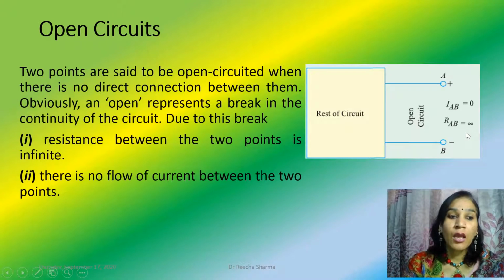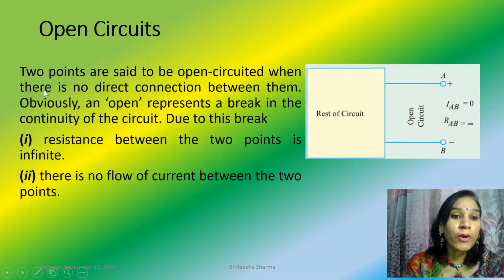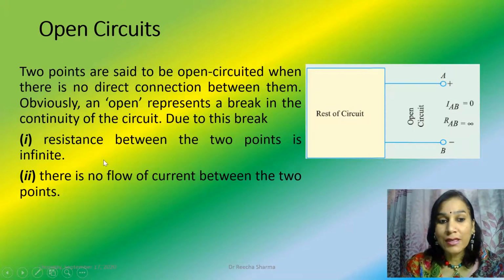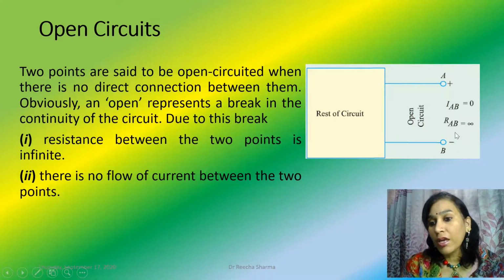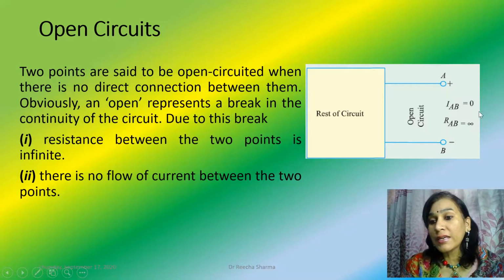Open circuit: when these terminals are not connected, they are open, and that is called an open circuit. Two points are said to be open circuited when there is no direct connection between them. Obviously, an open circuit represents a break in the continuity of the circuit. Due to this break, the resistance between the two points is infinity, and there is no flow of current between them. The current in an open circuit is 0.